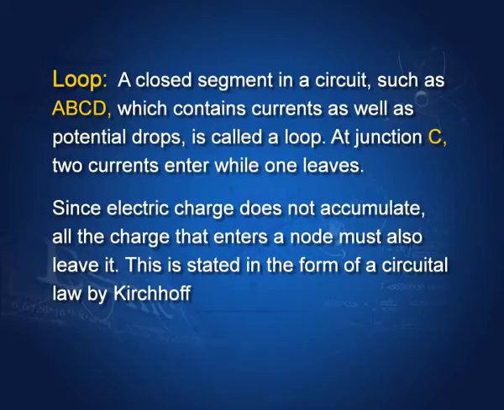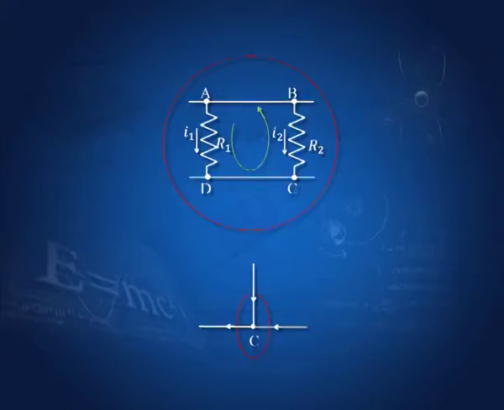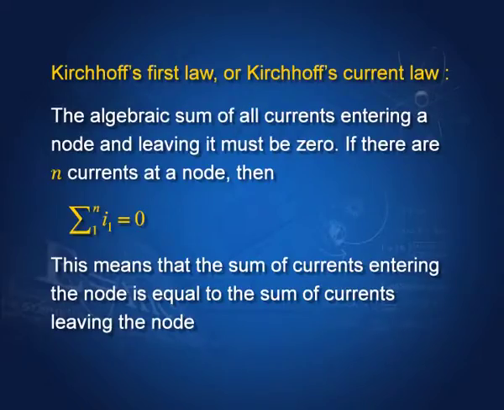Note that since charge cannot accumulate anywhere, whatever charge comes to this node from all the sides must go out. If charge comes from this and from this, all of this must go out. That means the charge cannot remain at the point C. So, the current coming to C from this side and the current coming from the other side, their sum must be equal to the current that is leaving C. This is actually the first law of Kirchhoff.